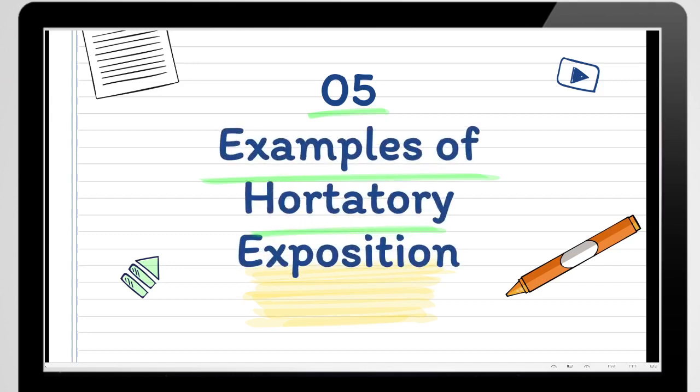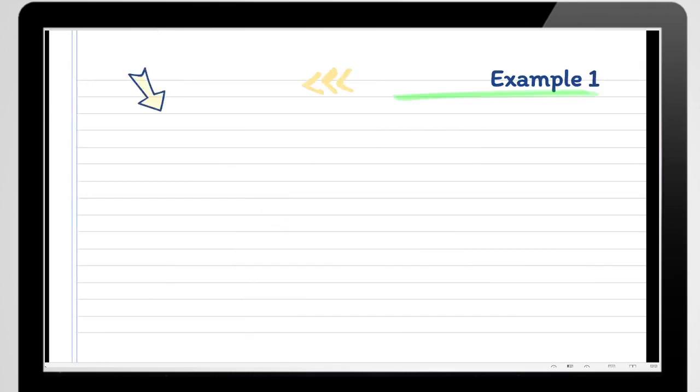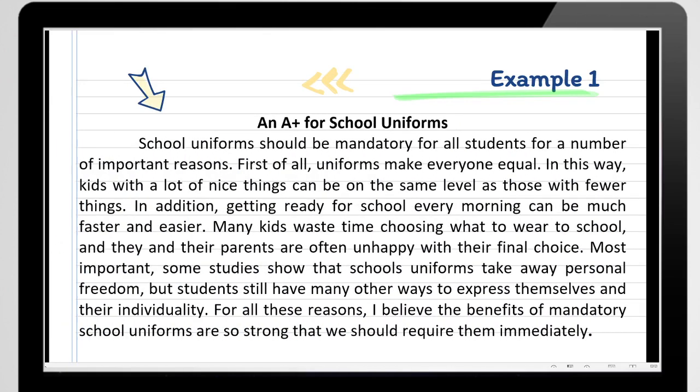And then let's look at the example. This is the most important. We can learn the hortatory text through examples to make it clear. The first example is about an A plus for school uniforms. Let's look at the text. Let's just read this quickly.